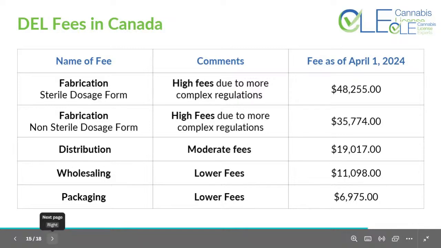Distribution is going to be a slightly higher fee, coming in just under $20,000. And then your fabrication, which is your manufacturing of either sterile product or non-sterile dosage forms, those are the highest fees, and that's due to the complexity of the regulations around the actual manufacture of the product as well as your operations. And yes, these are annual fees.